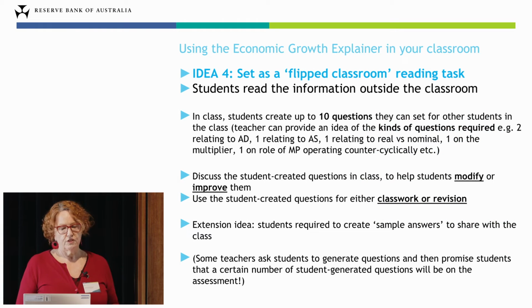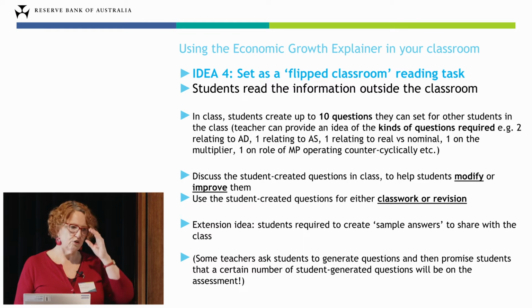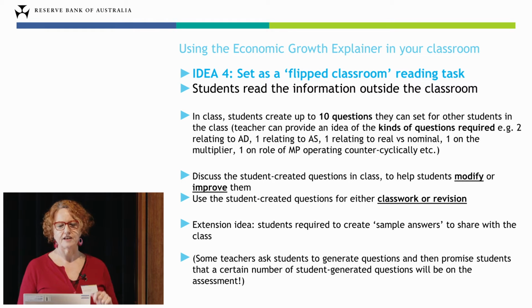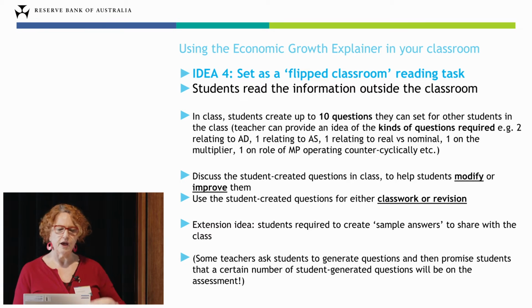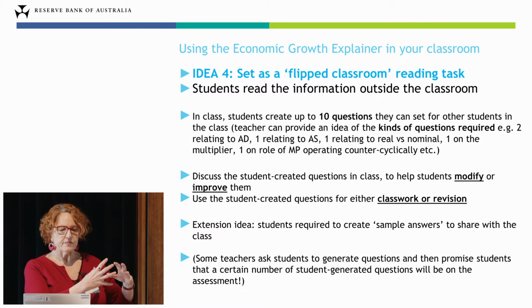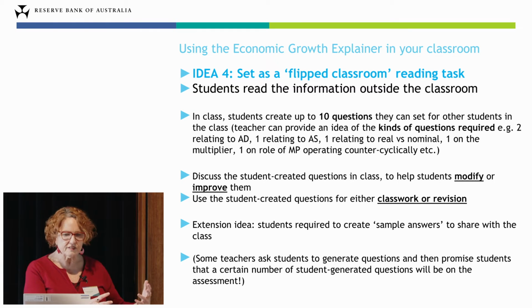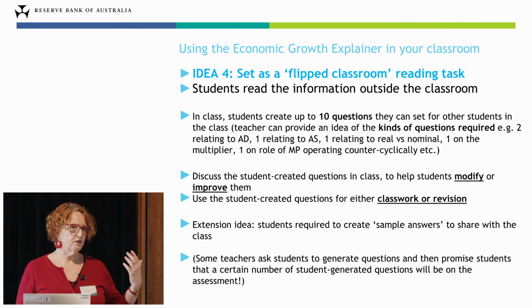Another final activity with the economic growth explainer is you could say to the students, all right, I'm setting you some homework, and you have to read the explainer outside of class and come up with 10 questions that you can ask students in the class, and you can set what kinds of questions you want them to ask. So 2 relating to aggregate demand, 1 relating to aggregate supply, 1 relating to real versus nominal, 1 on the multiplier, 1 on the role of monetary policy operating counter-cyclically, for example. And then discuss those questions in class and help them to modify or improve them. Then use those questions as part of classwork or revision.